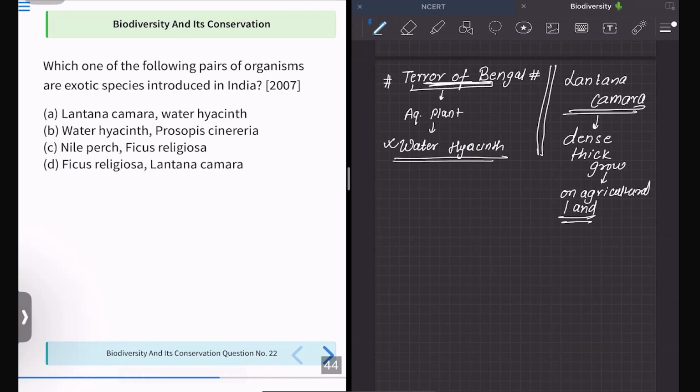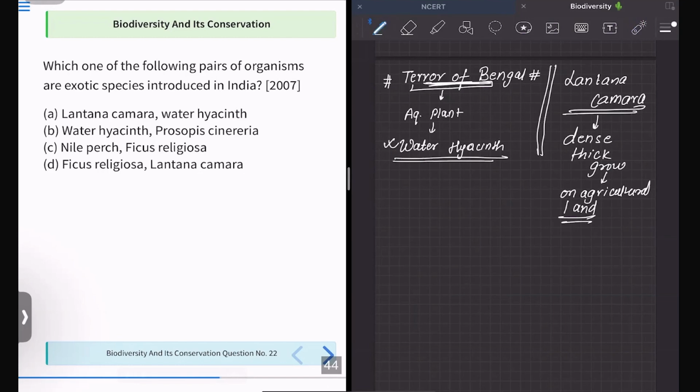Okay, so let us try to view the options and I will explain to you about all the options that are given in the question. So option A is telling us about Lantana camara. I told you just now. The other part of the option is saying water hyacinth. We have discussed water hyacinth, correct? Let us see what option B, option C and option D say.